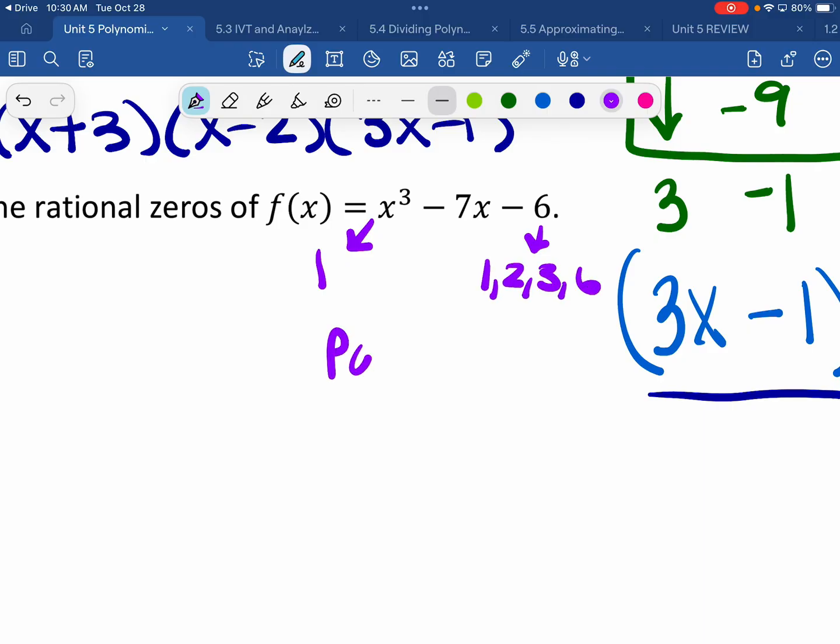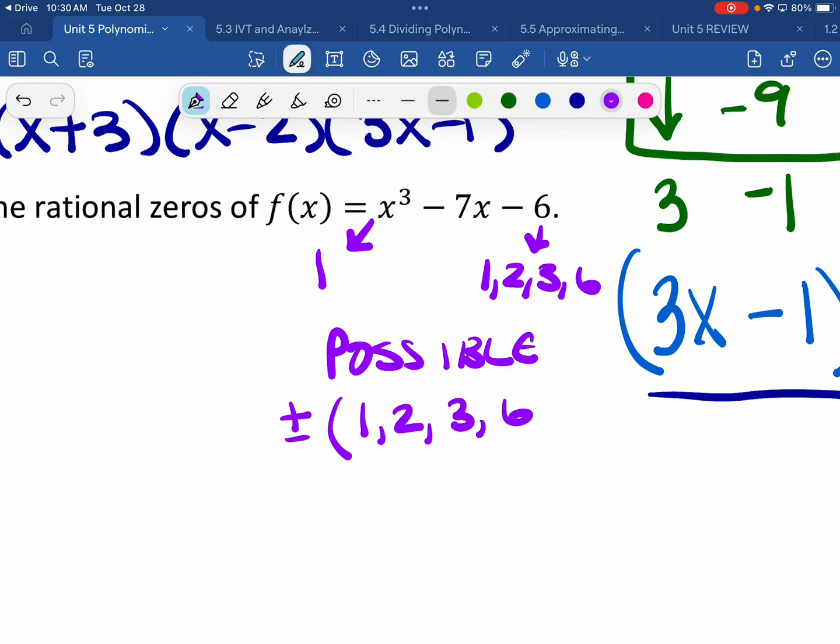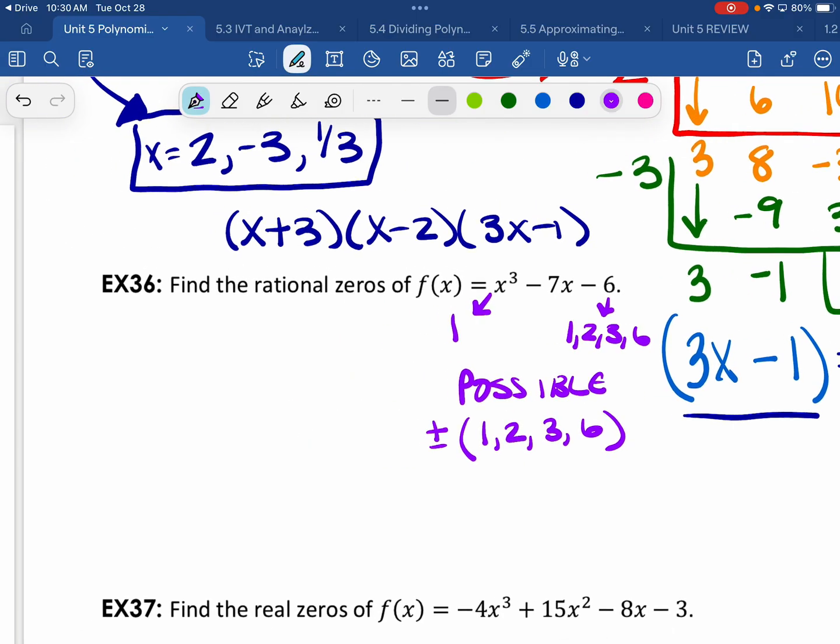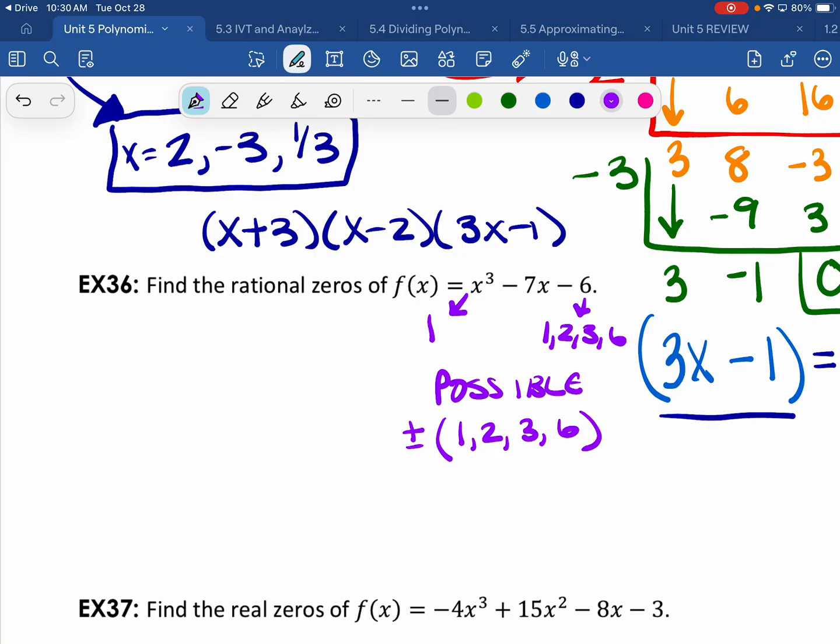So my possible zeros are going to be plus or minus 1 over 1, 2 over 1, 3 over 1, and 6 over 1. Does that make sense? So I've got 8 possibilities. It has to start on the right and then go over. Yes, it's the right one over top of the first one. Yep. Do we have to try them?